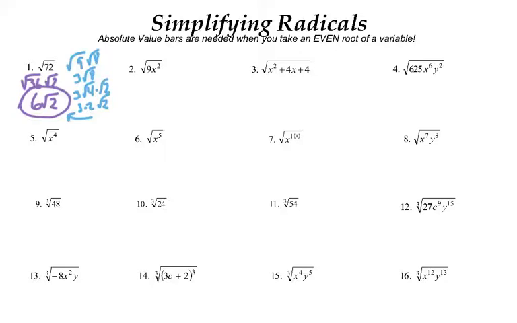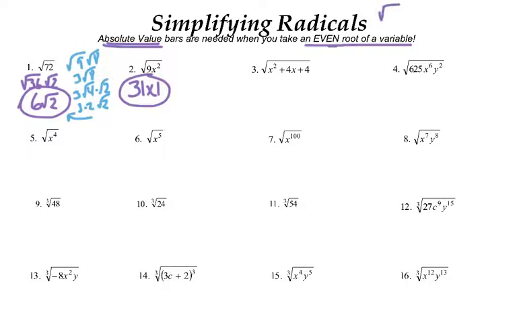But now we're going to introduce variables. So if I have the square root of 9x squared, what do you think that's going to be? Everybody says 3x, right? But it's actually 3 times the absolute value of x. What? Absolute value bars are needed whenever you take an even root of a variable. Even root being square root, fourth root, sixth root. Why do we need it? It's like a whole thing, right?